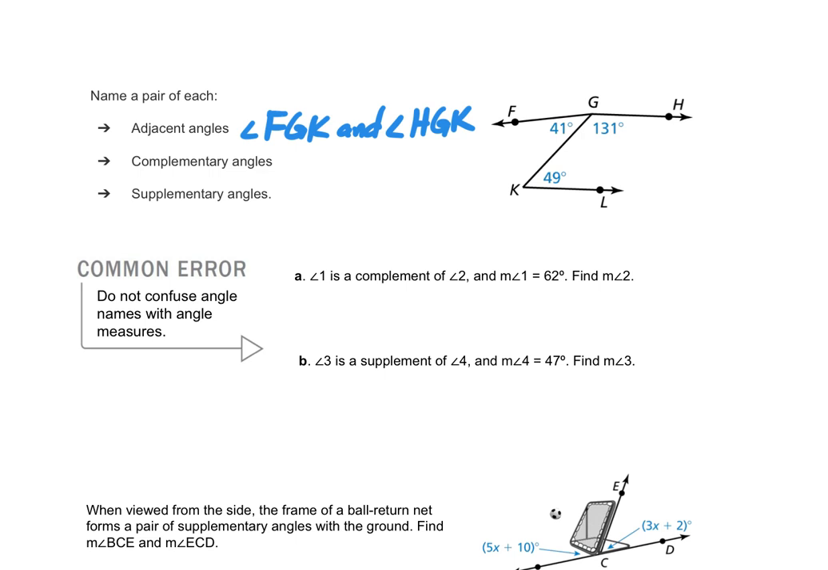Okay, complementary, we're looking for two angles that add up to be 90. So what two values can add up to be 90 here? Okay. So we would have to add the 41 plus the 49 to get 90. Okay, and so that would be angle FGK again, and LKG.